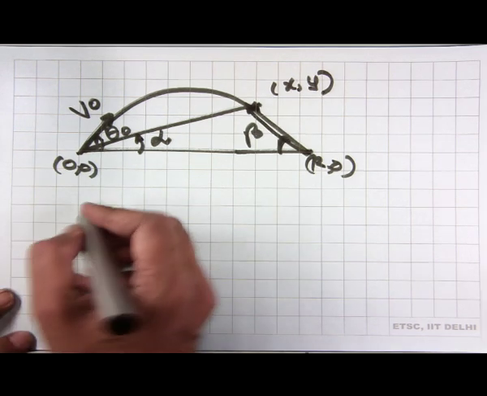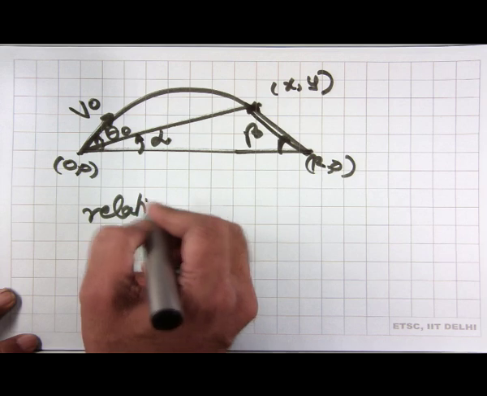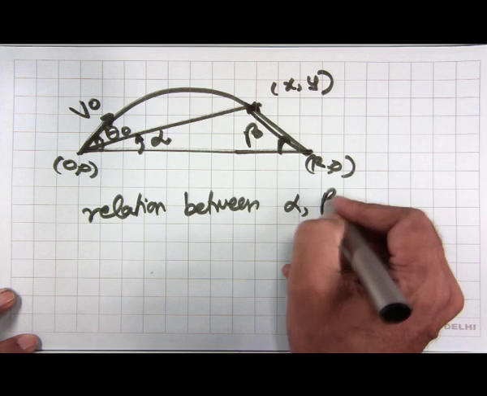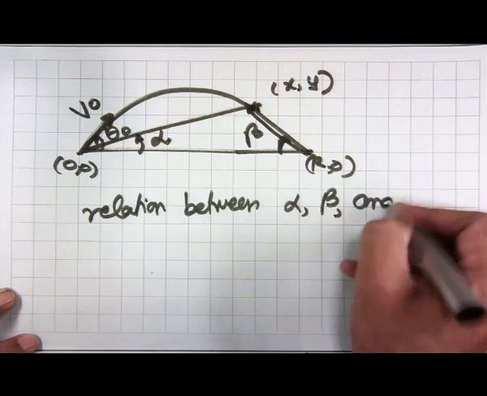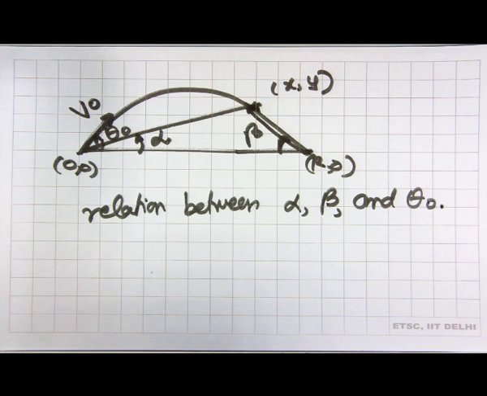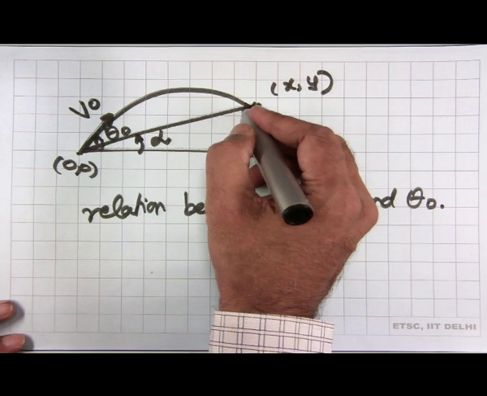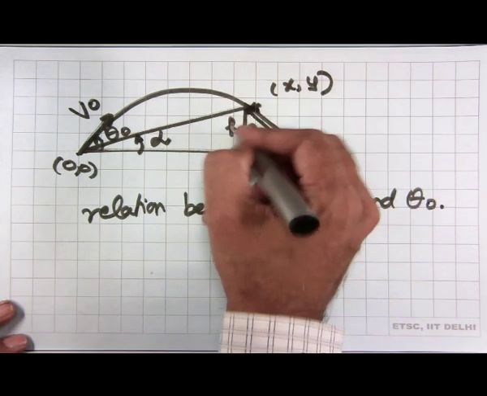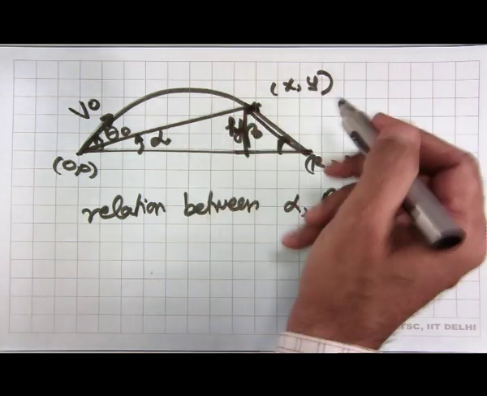And what we have to find is a relation between alpha, beta and theta 0. So therefore, to have a look at this problem, let us say at this point the height is given by y. The coordinates are x comma y.